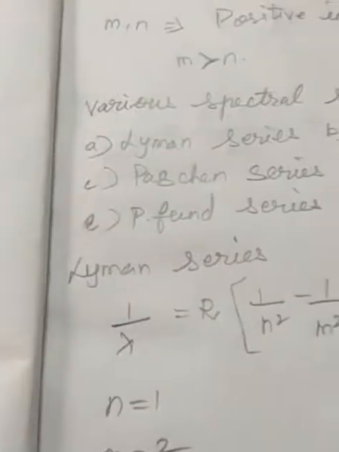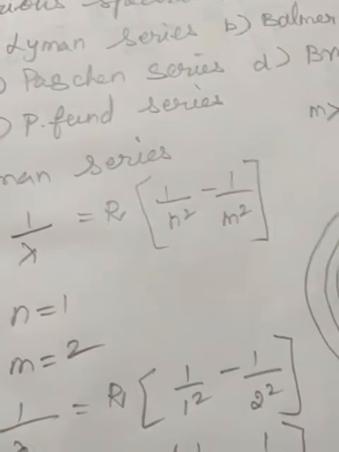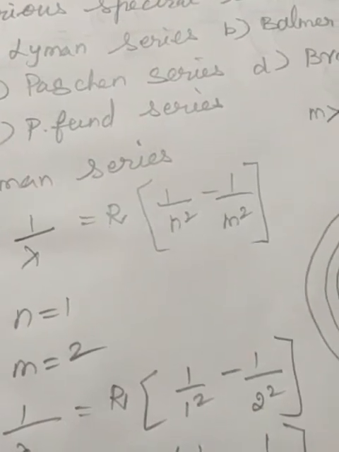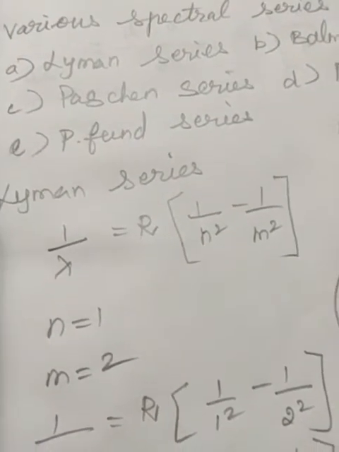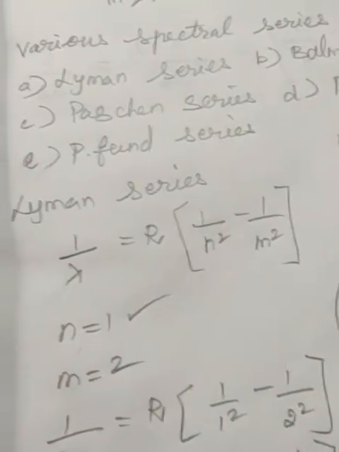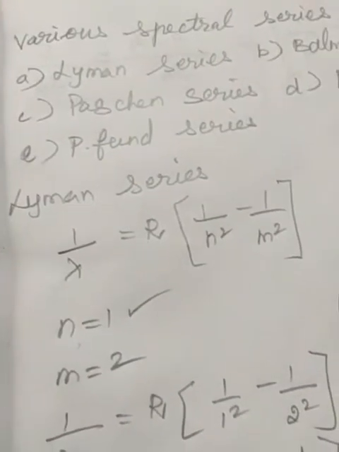That is the Lyman series. Now we are taking the first shell: all the electrons from the other shells move to the first shell. So for the first shell we take the n value, n equal to 1.